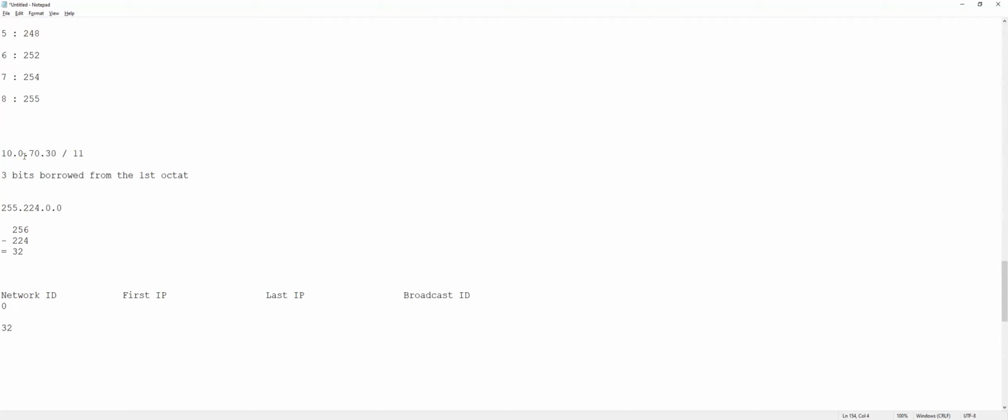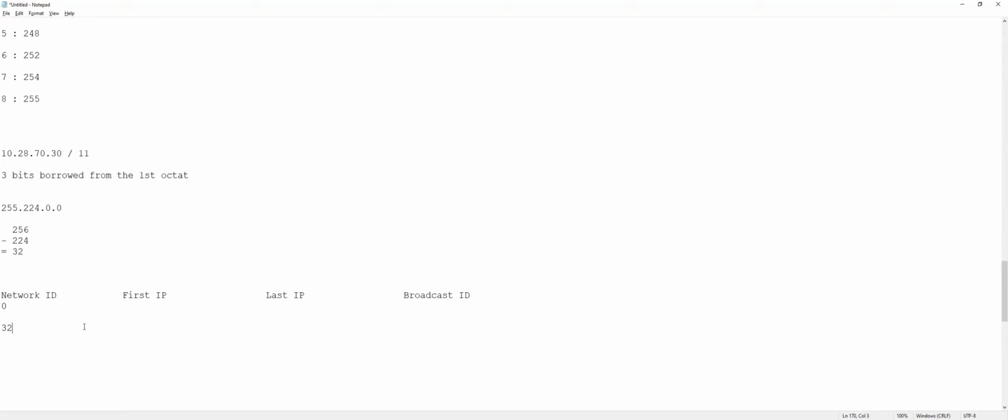Actually, this is not ideal because I want to use a different example. Can we just change the second octet? Yes, there we go. Let's do 30. How about that? Okay, 30. That's perfect.